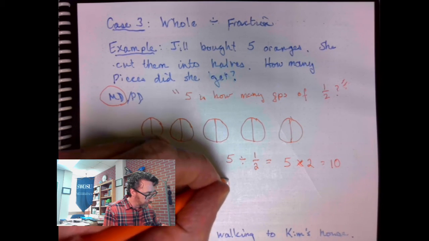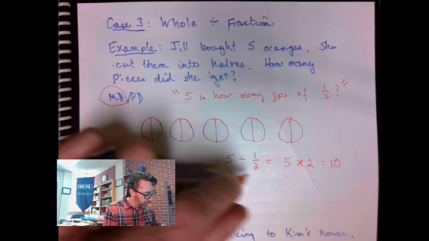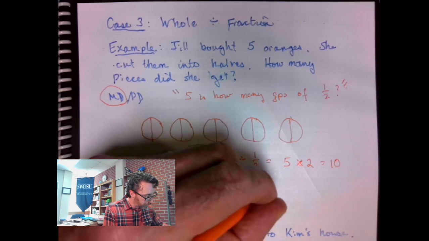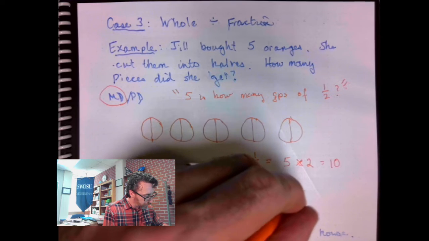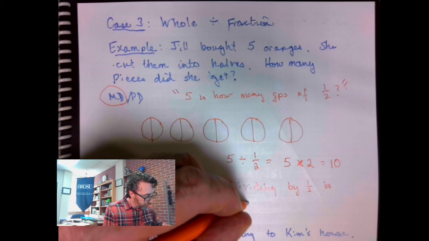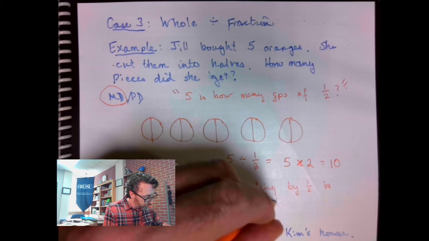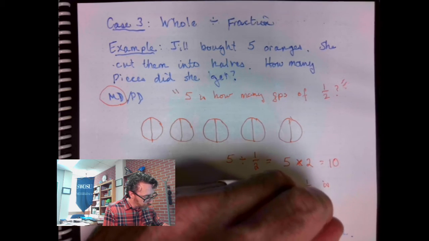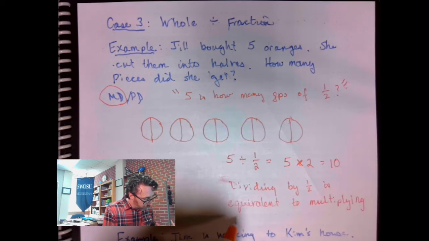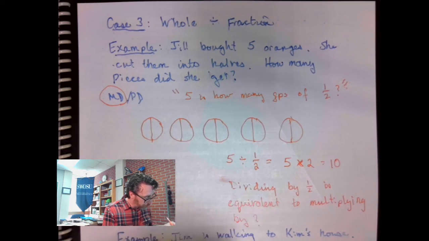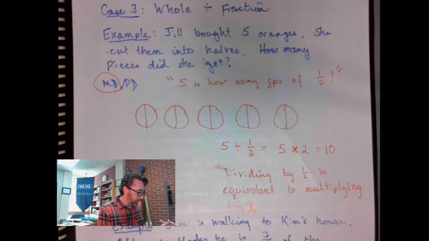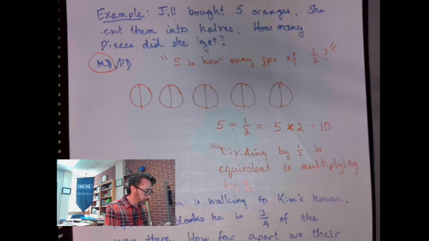So the idea is that dividing by 1/2 is equivalent to multiplying by 2. Dividing by 1/2 is equivalent to multiplying by 2.